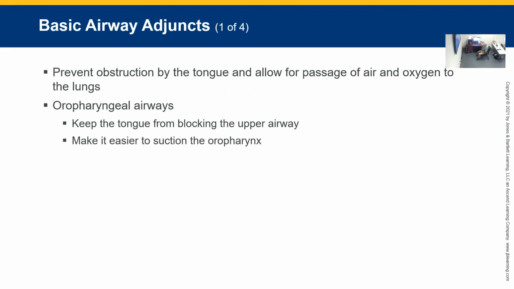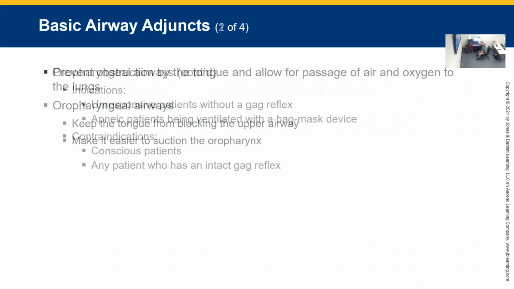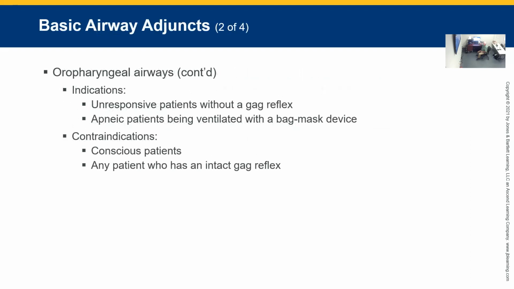The oropharyngeal airway is a white-looking curved airway that goes in the mouth and fits down behind the tongue, and it helps hold the tongue up off the back of the throat. It does make it easier to suction, but it can be very irritating. If you put one of these in and they have any kind of gag reflex or any kind of life left in them, they will spit it out or start vomiting. So you have to be careful. They have to be very unresponsive without a gag reflex.